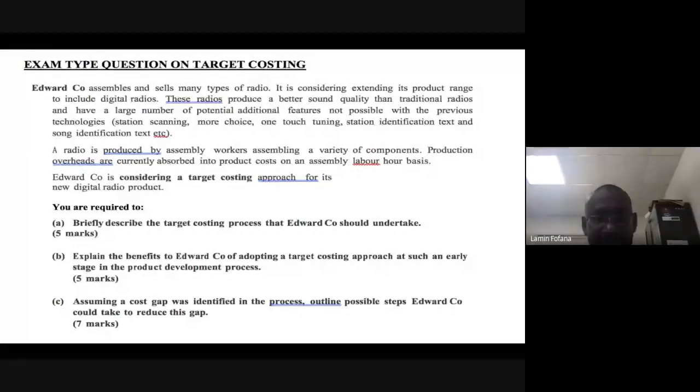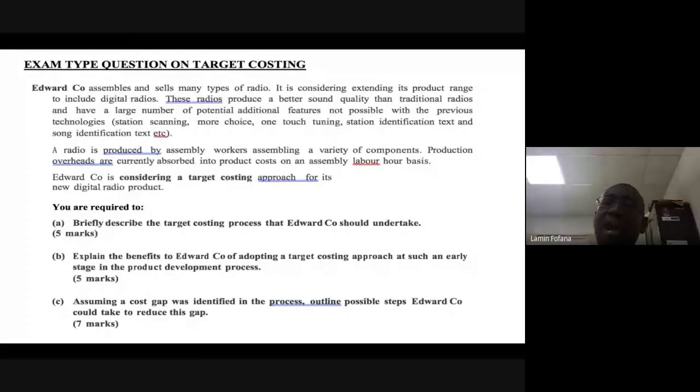The digital radio, exactly. So the aim of the market research should be to determine the market price of similar digital radios, because they have not gone into digital, they have not gone into production of digital radios first, they have not gone into it. So they are at the design stage.